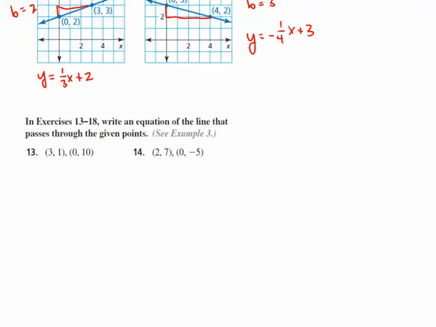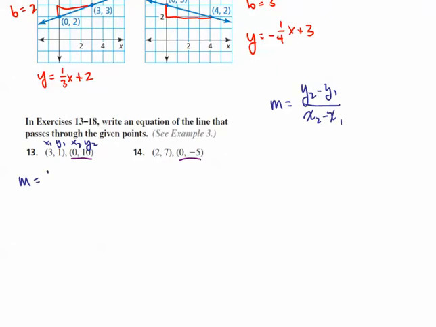In the next collection of problems, we're given 2 points, and it happens to be that one of the points that we're given is the y-intercept. So in this case, we need to find the slope given a pair of points. So for this, we need to remember the formula for slope. M is equal to y2 minus y1 over x2 minus x1. So if I were to label my points, x1, y1, x2, y2, I can find my slope.